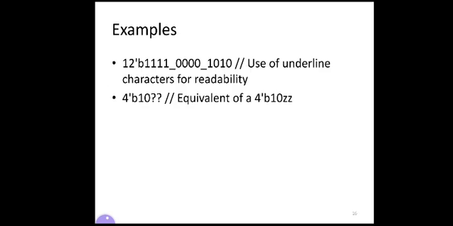Examples. See here, a 12-bit number in binary format. Instead of using underscores, if you write all the 12 bits continuously, it is difficult to read. That's why, if you put an underscore in between after 4 bits or wherever you want, it will increase the readability. So 1111 underscore 0000 underscore 1010. Just to improve the readability, underscore is used.